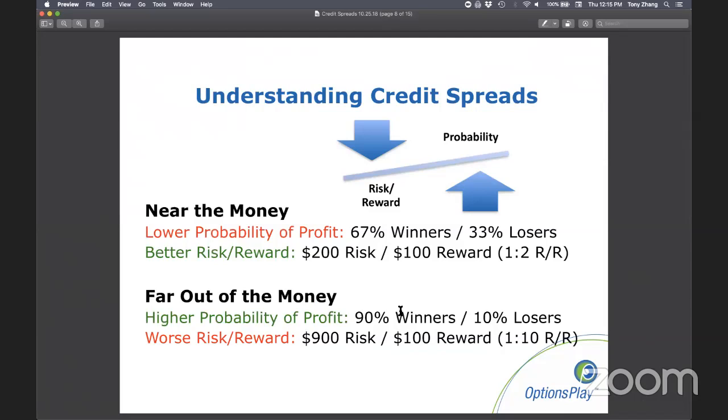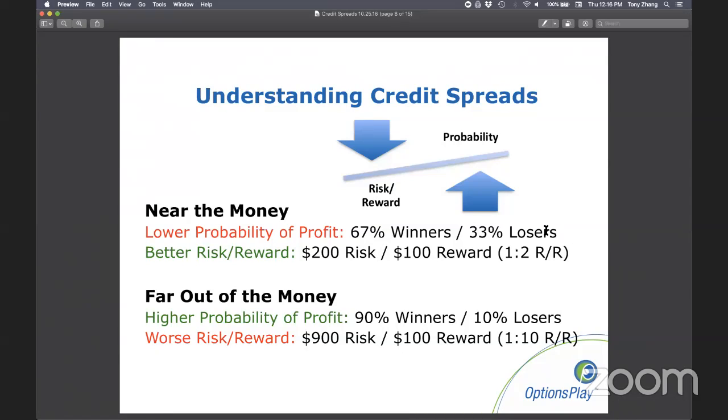So this is really that trade-off I'm talking about, the difference between probability and risk to reward. I just want to put some solid numbers around this so that you guys are familiar with these types of probabilities and risk to rewards. What we have found is that there's generally two types of credit spread traders: traders that trade near the money credit spreads and traders that trade far out of the money credit spreads. When you're trading near the money credit spreads, you're typically selling an at the money call or put, and then buying back maybe a 20 or 25 delta call or put against that.